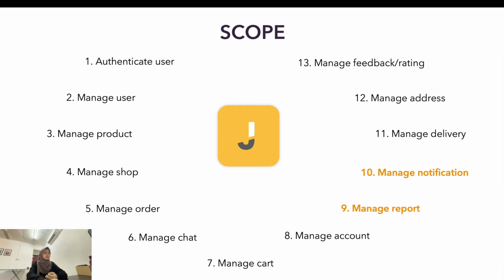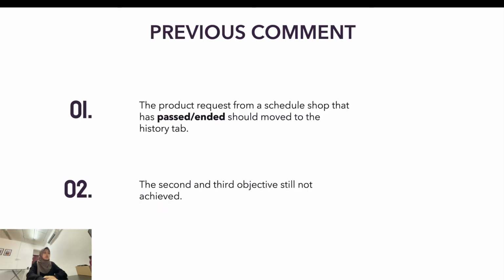All of these 13 modules have been successfully developed and are ready to be used by both users, which are customers and personal shoppers. The ones that are highlighted are the additional modules that were added to the new version of Justshop apps. During the PSM I demonstration, there were some comments and improvements that should be made to the mobile apps.